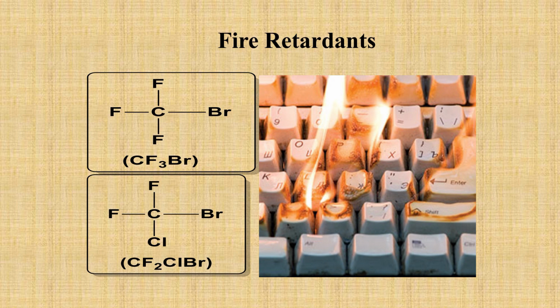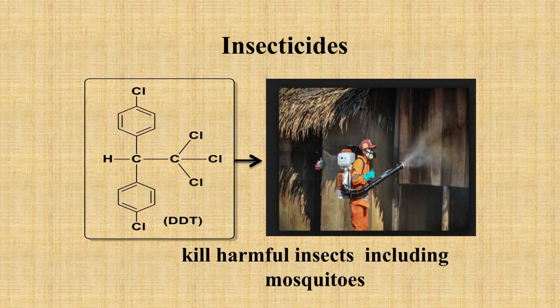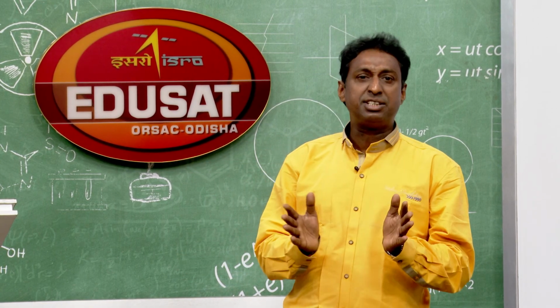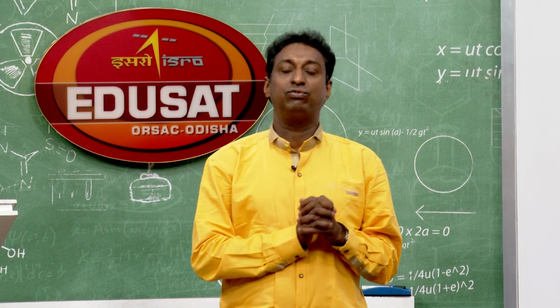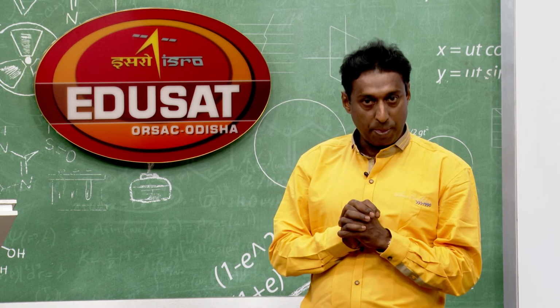Students, the last application of haloalkanes and haloarenes is the use as insecticide. The most commonly used insecticide is DDT. It is called dichloro diphenyl trichloroethane. It is used to kill insects including mosquitoes. So, students, I have discussed various applications of haloalkanes and haloarenes used for various purposes.